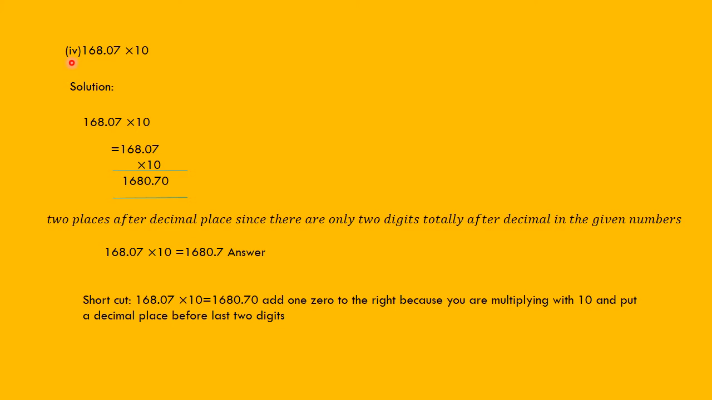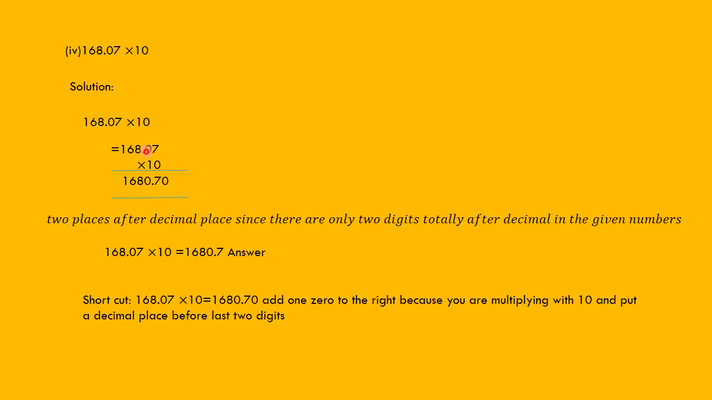Now let us see the fourth question. 168.07 multiplied by 10. So there are two digits after the decimal place. So 168.07 into 10. If you do normal multiplication, it is 168070, because you are multiplying it by 10. One more 0 you will add, isn't it? So you will get one 0.